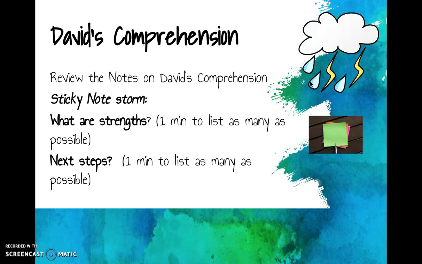So let's get into David's comprehension. In just a moment, pause the slide and walk through the process on it. Go back to your notes on David's comprehension. If you'd like to, you can write them on sticky notes. Take 1 minute for yourself and list as many strengths as you can, and then take another minute and list as many next steps. Pause the video now to participate in this thinking task.